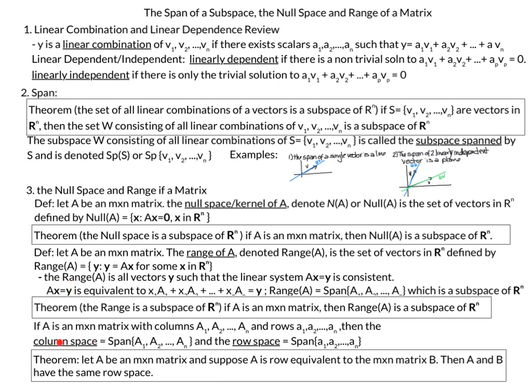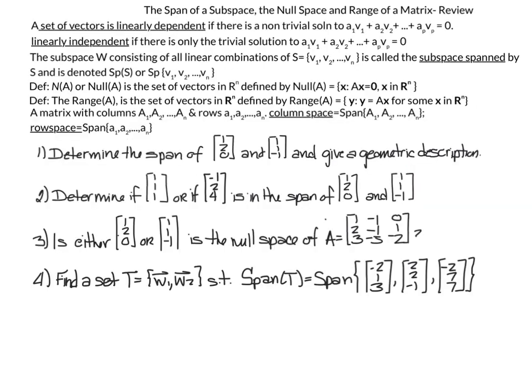And then we talked about the column space, which is the span of the columns of a matrix, and the row space, which is the span of the rows of a matrix. And we had this last theorem that said if A is row equivalent to B, then A and B have the same row space. So now I have these 4 problems for you to try. Pause the video, give them a try, and on the next slide, I'll have solutions for you.